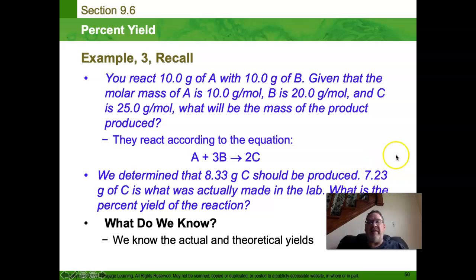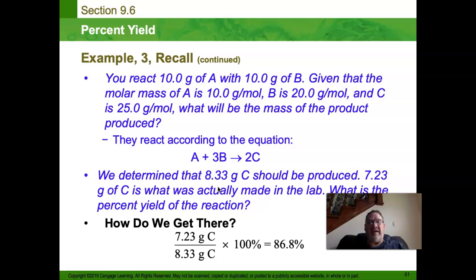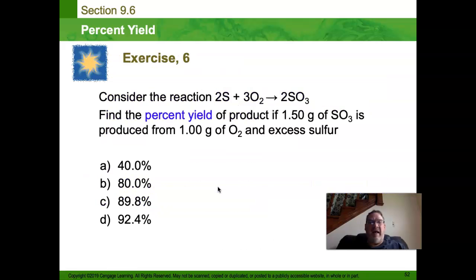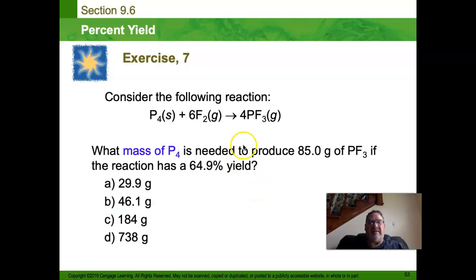You're always going to be given the actual yield. So in this case, hey, we calculated, go back a couple slides, we calculated the 8.33 grams of C, 7.23 divided by that, and we get our percent yield. And you can do the same thing with this problem. Again, here's your actual yield. So just do the conversion, 1 gram of oxygen, how many grams of sulfur trioxide does it produce? And you can get your percent yield. And the same thing here.